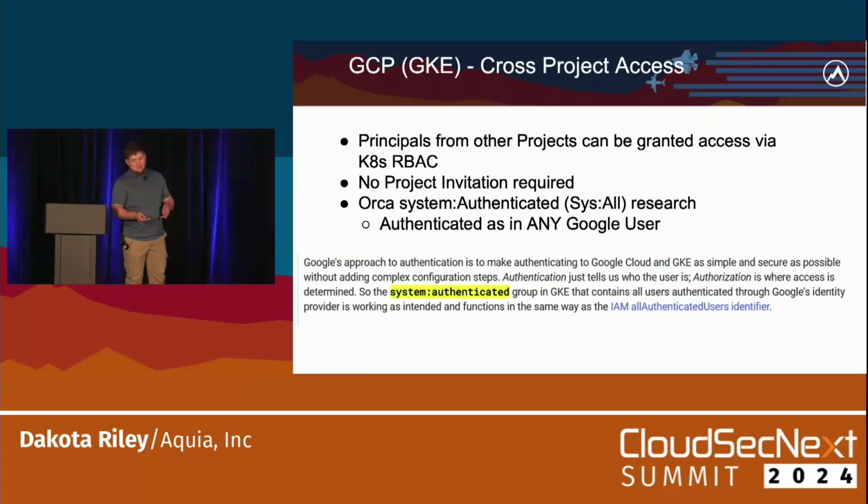I threw in the response from Google on this because it was twofold. They deemed the system:authenticated group as intended functionality, but they did put in a guardrail to prevent people from accidentally mapping it to cluster admin, because Orca had scanned the internet for these clusters and found thousands that had some level of privilege mapping exposed to the internet with an authenticated Google account. So yeah, fun stuff.